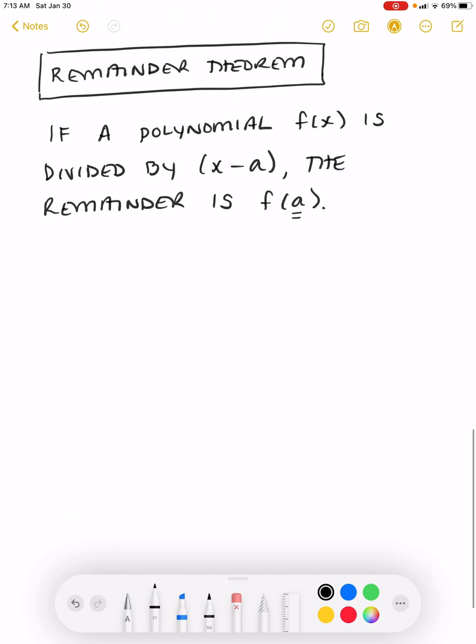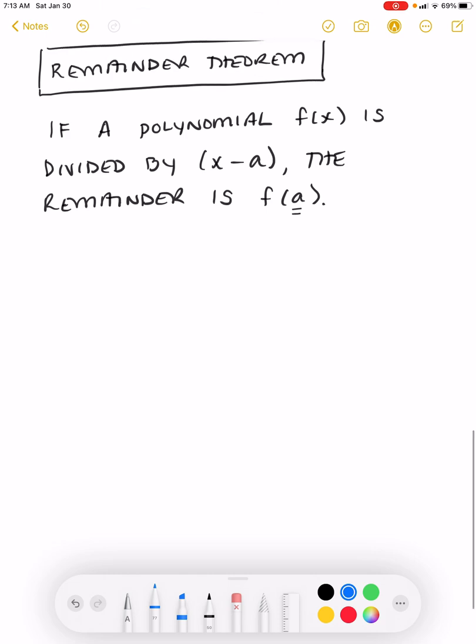So what I want to do to illustrate this theorem, not exactly prove it, is pick out this polynomial. Suppose we have f of x equals x squared minus 3x plus 2. And then we've got this little binomial, x minus 4, just so that it matches what this theorem is saying.